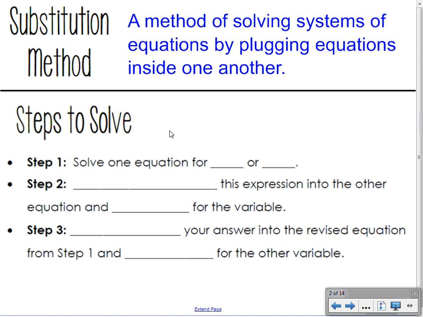Hi everybody, this is our second chapter 5 video. We're still talking about systems of equations, but we're going to learn a second method.